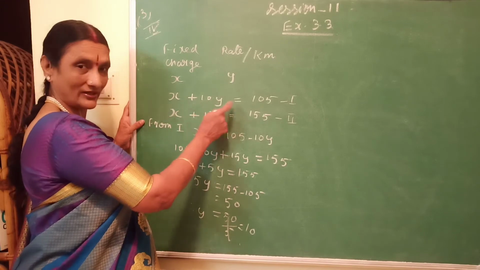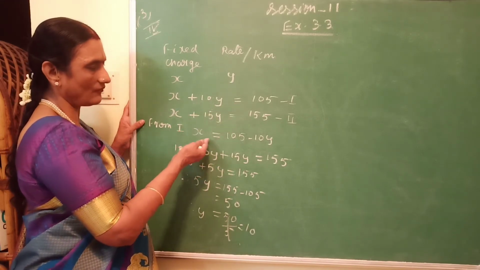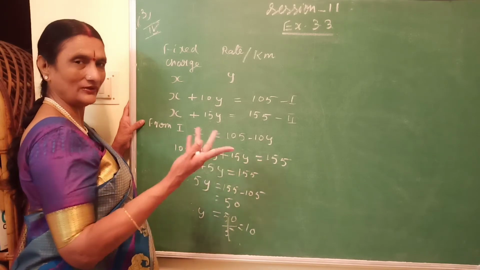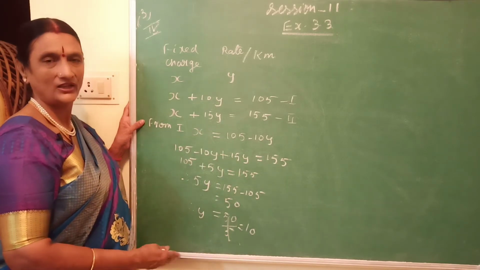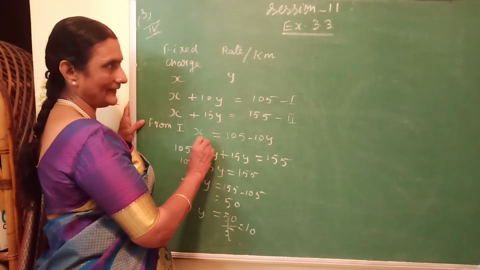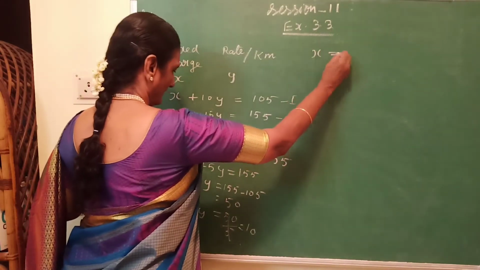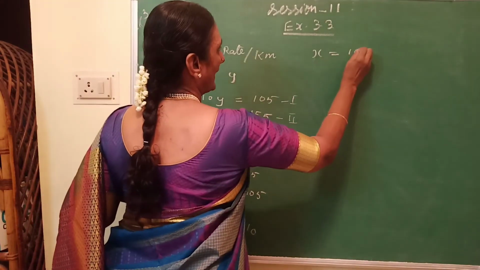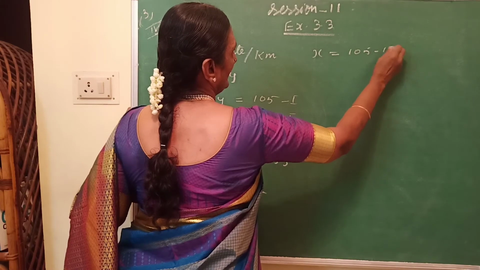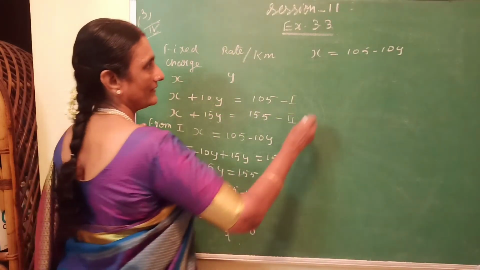You can substitute in this equation, or you can substitute in this equation, for what we have got as x equal to. There also we can substitute. You will get the same value. Okay. Now if we substitute here, we will get x is equal to 105 minus 10y. So y's value we have got as 10.